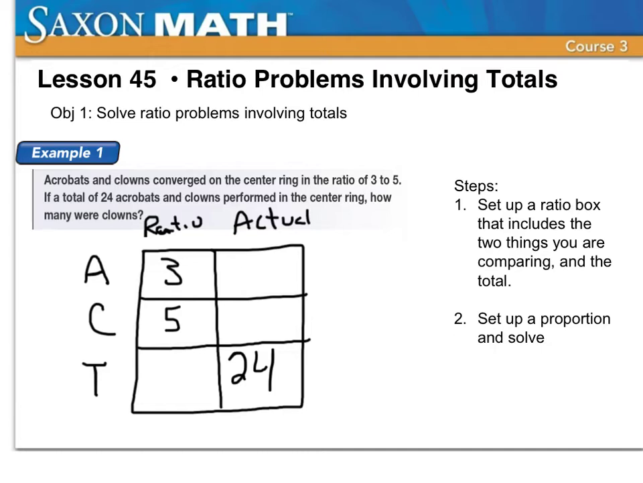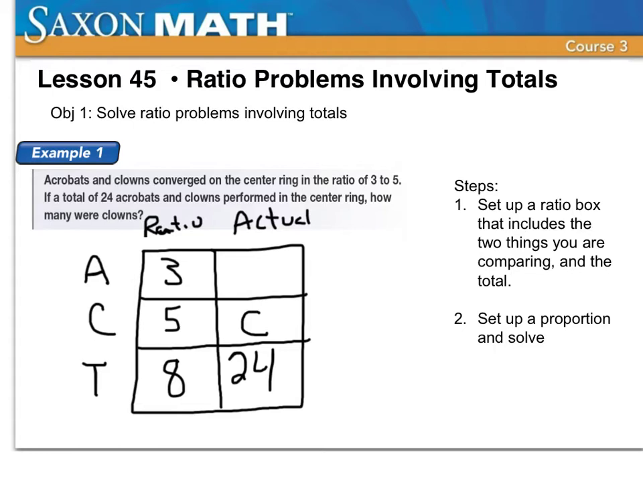Okay? Well, here's how this works here. On this side, this total spot is always going to be these two things added together. So the ratio of acrobats and clowns, 3 to 5, we're just going to add those numbers up to make a total ratio of 8. Okay? Now in the problem, we know that we want to know how many were clowns. That means I'm trying to find the actual number of clowns. So I'm going to put a variable there, okay, and I'm going to put C for clowns, just so I can keep track of what I'm doing here.